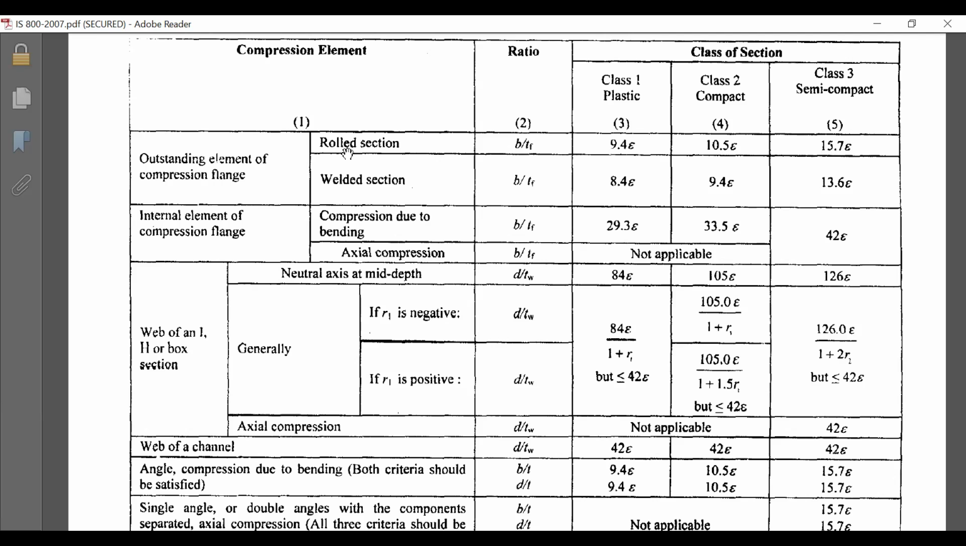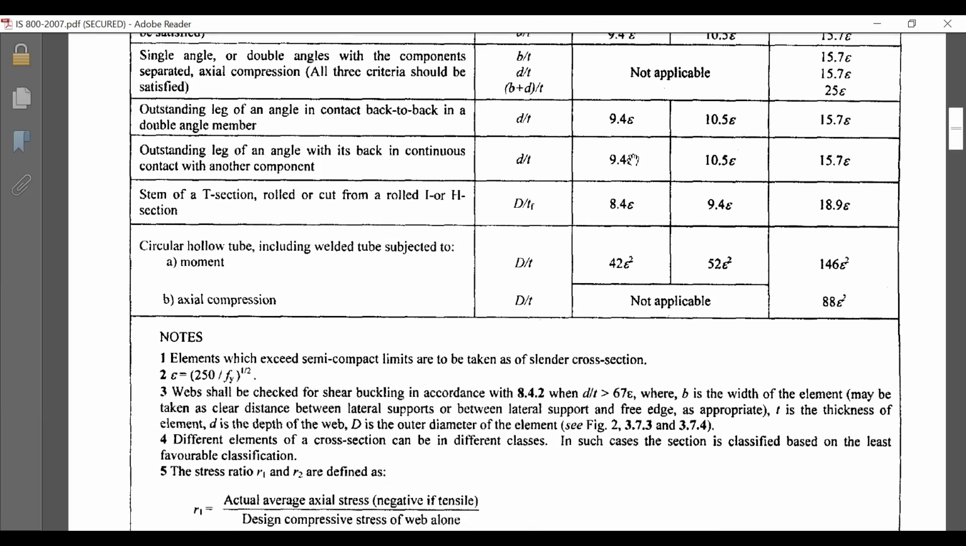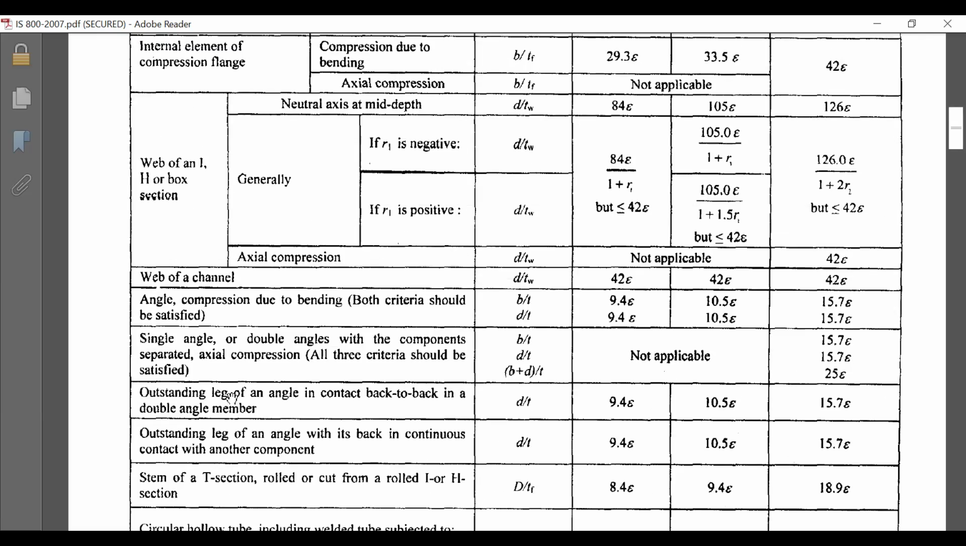So you are using the rolled section. For rolled sections, you have B by TF and three conditions, and you have to check in which category the B by TF value is falling. Is it less than 9.4E, or less than 10.5E, or less than 15.7E, where E is the epsilon. The value of E is given here; you can check down under the notes. E equals (250 by Fy) whole power 1 by 2, or the square root of 250 by Fy. We'll find that out shortly anyway.